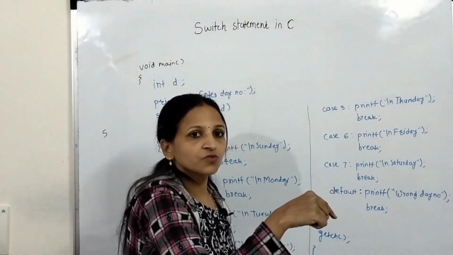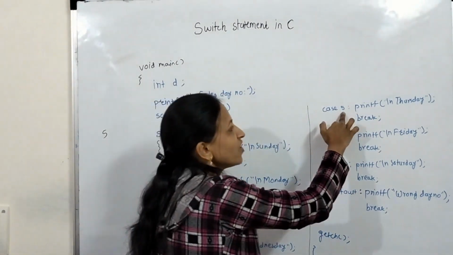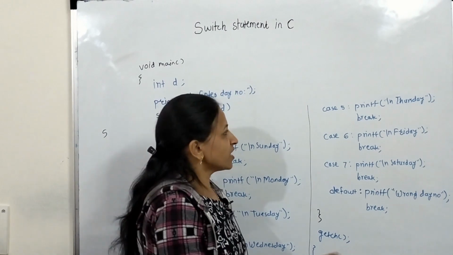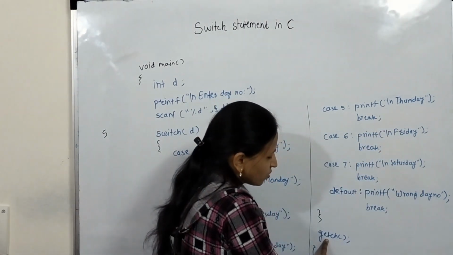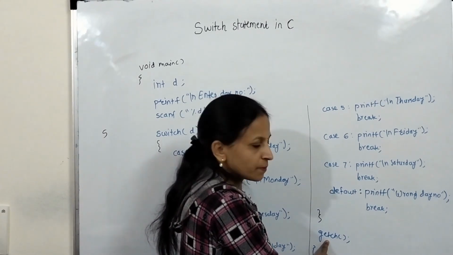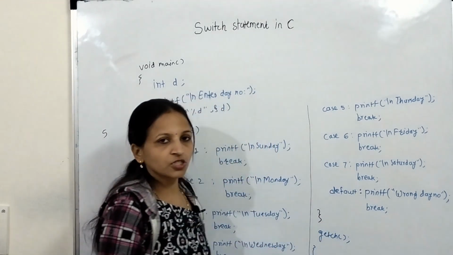Now it is true. Value of d is equal to 5. Here perfect matching is there. That's why it will execute this part. That is, it will display Thursday, and break. Because of break, it will come here towards this getch statement. This getch will get executed, and execution will get stopped.